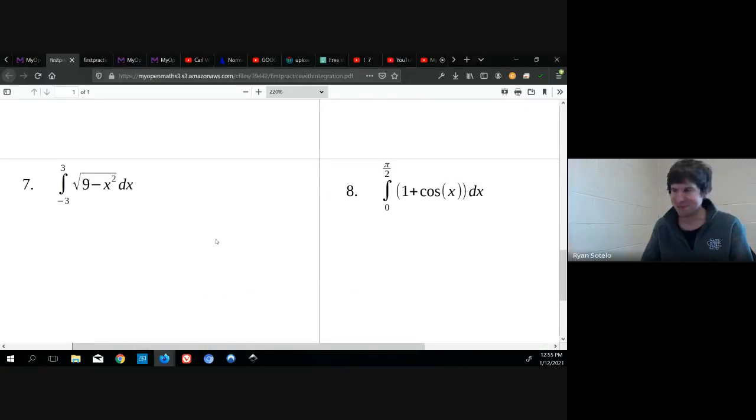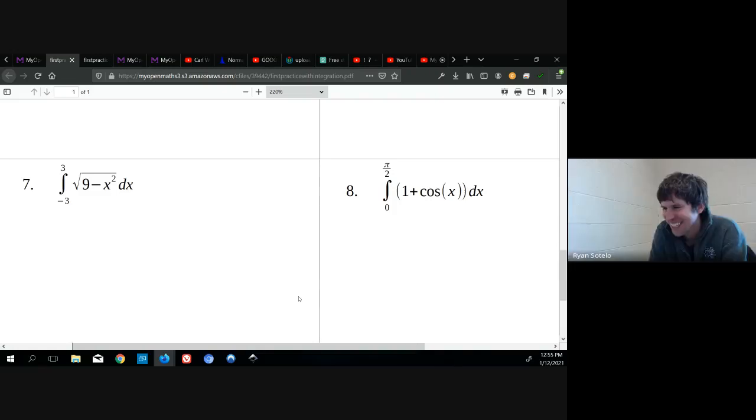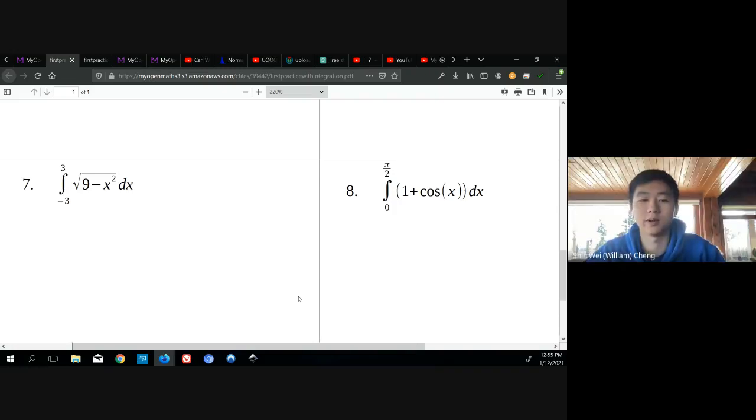All right, how about that one? This one's a little trickier. Do it in your head. Nah. All right, if y equals the square root of 9 minus x squared, would it be 9 minus x? Would it be 3 minus x? No.